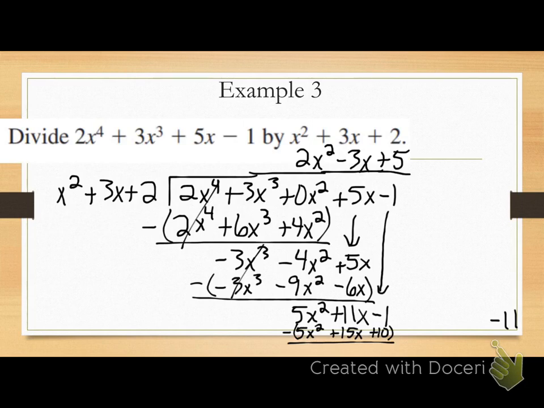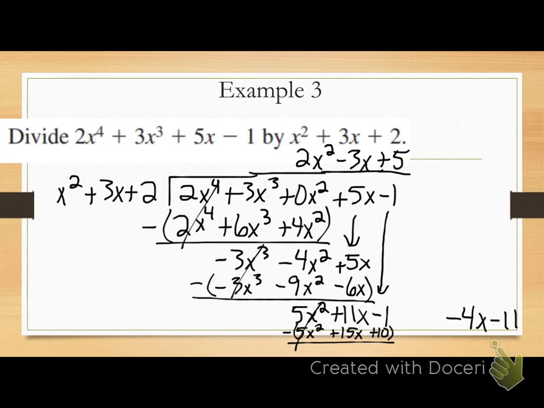11x minus 15x, negative 4x. 5x squareds cancel out. Do I have anything else to bring down? No. So what's the first part of my answer without the remainder? 2x squared minus 3x plus 5.